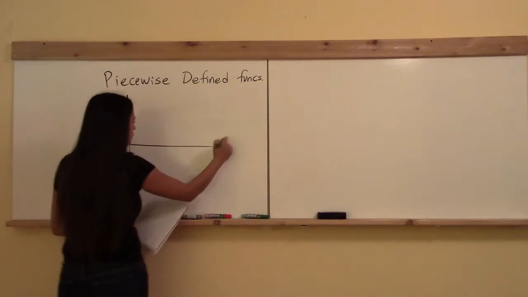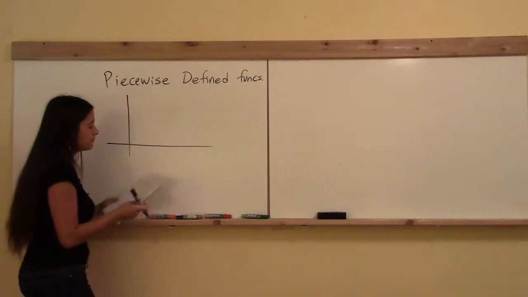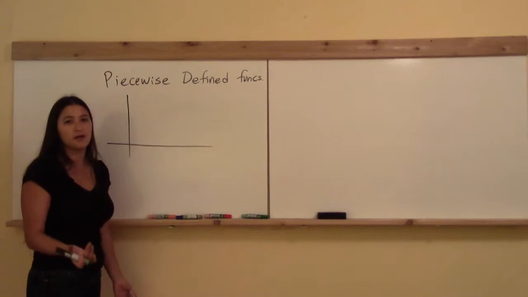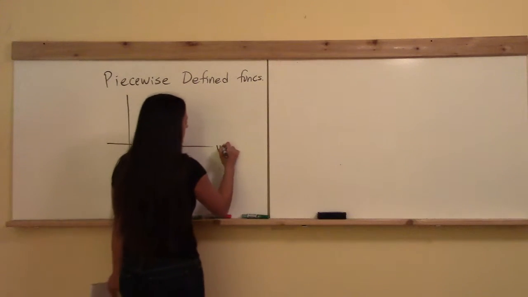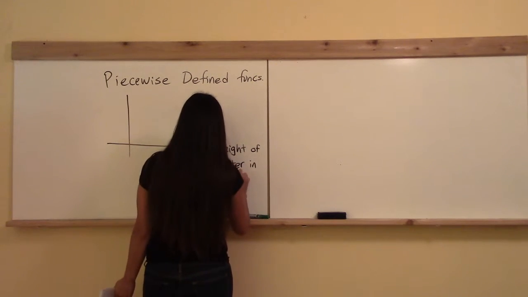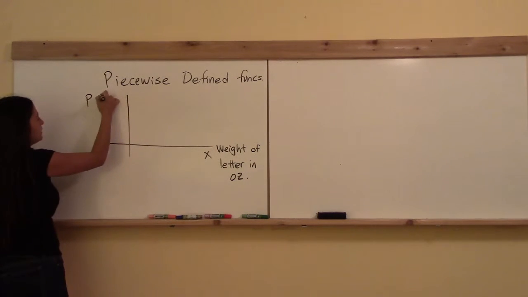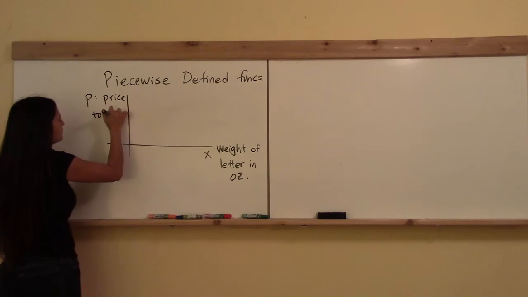Let me show you a picture. I actually got this example straight from the internet. This is a real life example. I looked up how much it costs to send a letter through the United States Postal Service versus the weight of the letter. So the X value here is going to be the weight of a letter in, I think it was ounces. Let's call that the X. And then over here, P, this is going to be the price to mail the letter via the United States Postal Service.